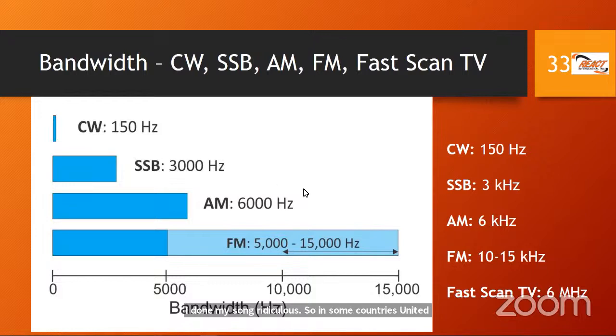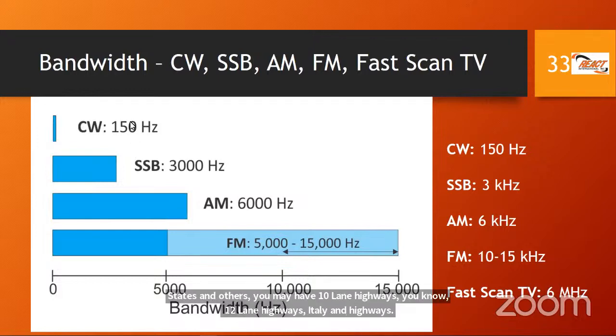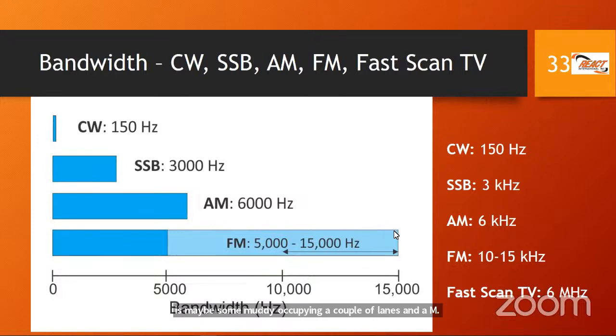So imagine hypothetically, CW is someone occupying one lane on that highway. SSB is maybe somebody occupying a couple of lanes, and AM even more lanes, and FM, imagine somebody occupying all the lanes on the highway. Wow, right? You'll see a road hog, in this case, a bandwidth hog, right?